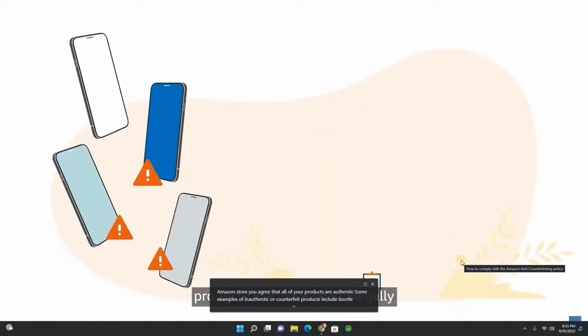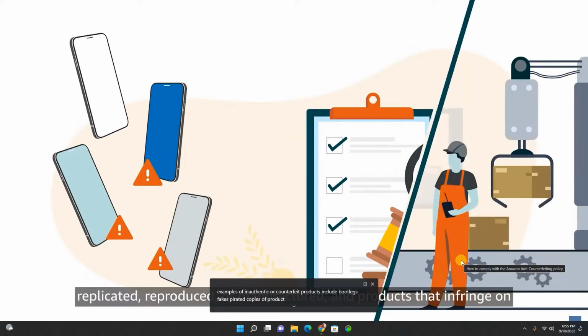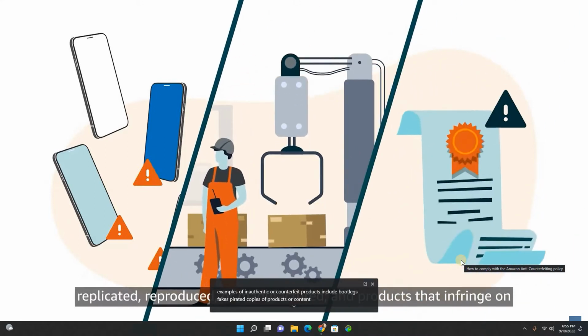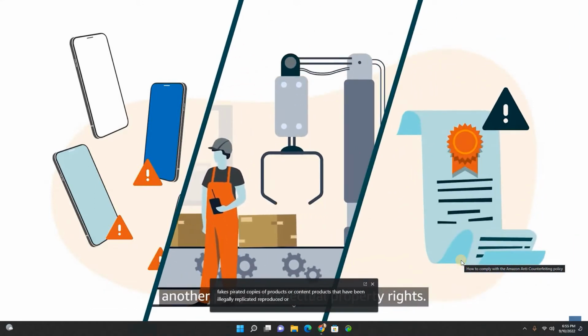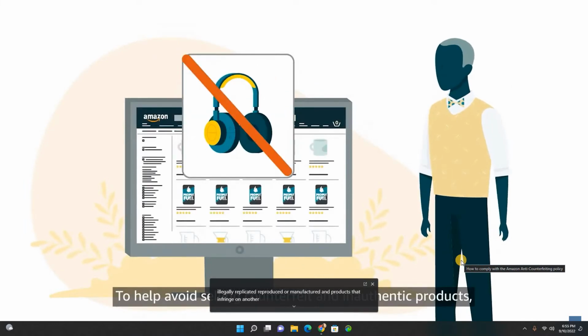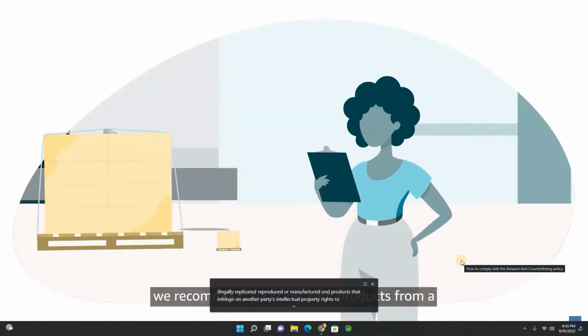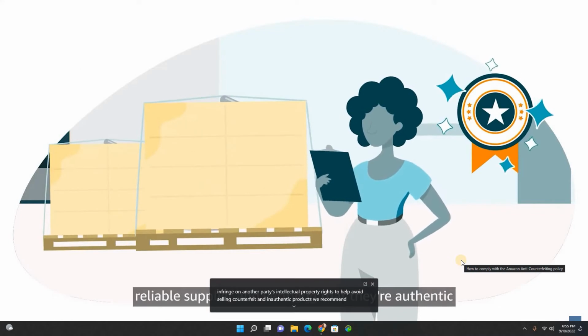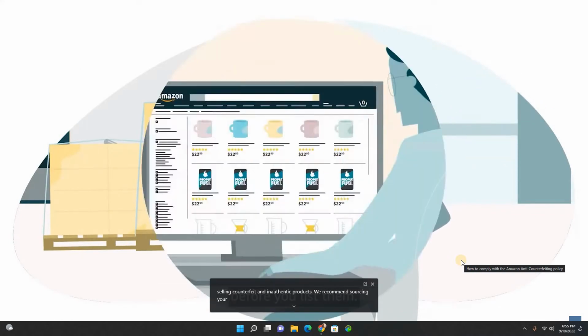To help avoid selling counterfeit and inauthentic products, we recommend sourcing your products from a reliable supplier and verifying that they're authentic before you list them. In certain cases, an Amazon selling partner will list an authentic product, but customers or other sellers might think it's inauthentic.